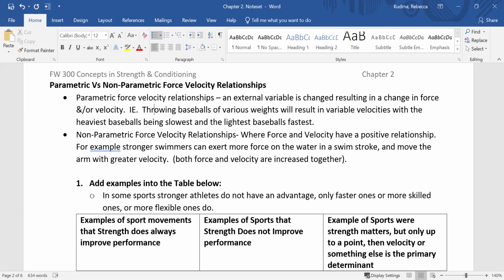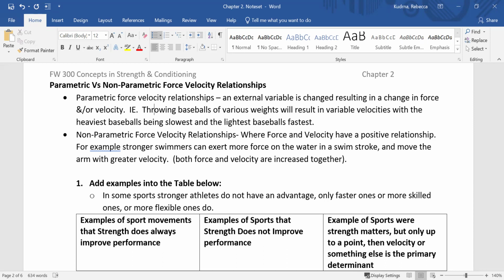A non-parametric force velocity relationship is where there's a positive relationship instead of an inverse relationship. For example, stronger swimmers exert more force on the water and move faster. Now, this has to do with the fact that fluid forces act quite differently than, like, a weight in the weight room. The harder you push on water, the harder it pushes back. This is why water is so devastating.